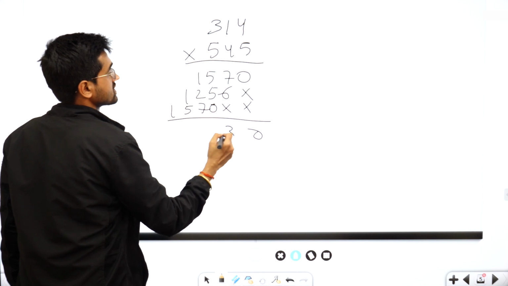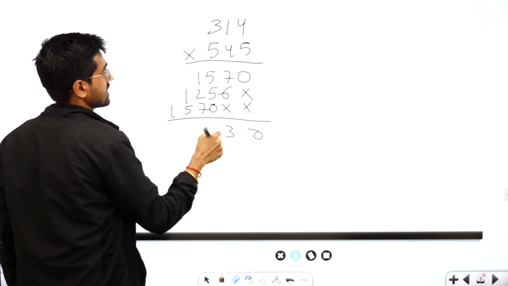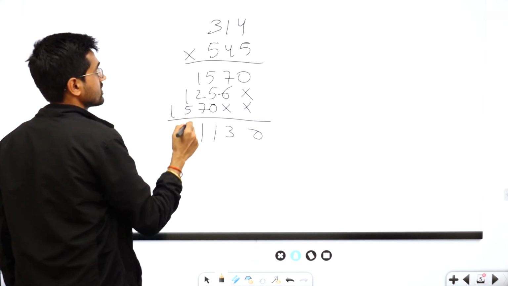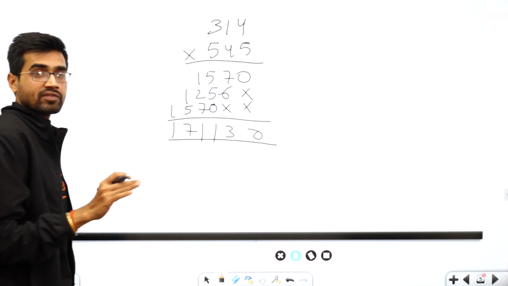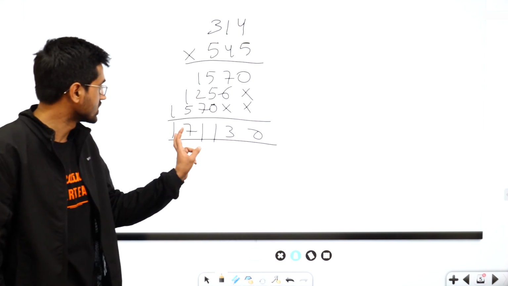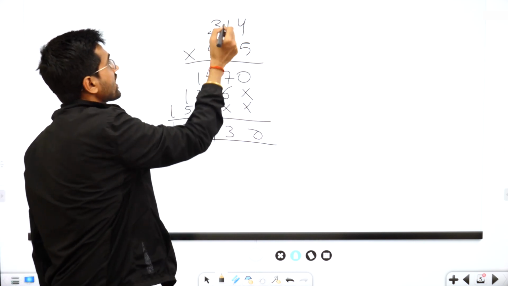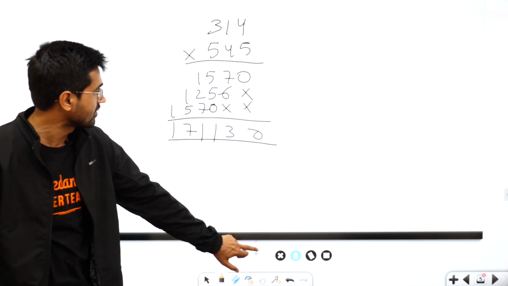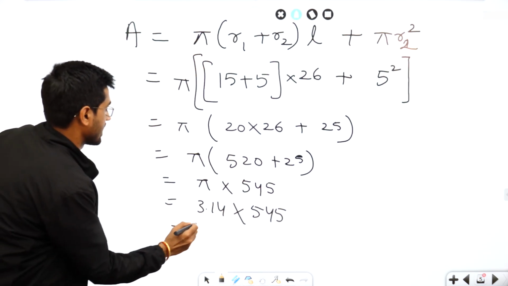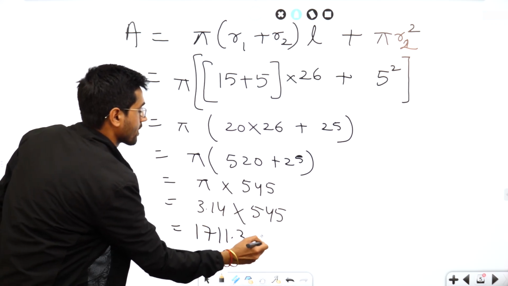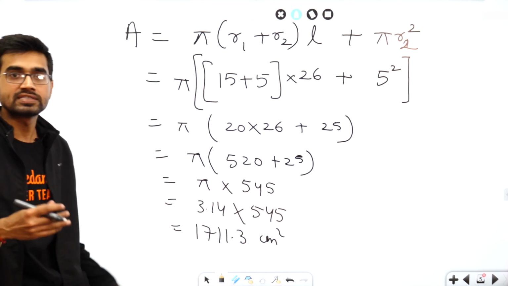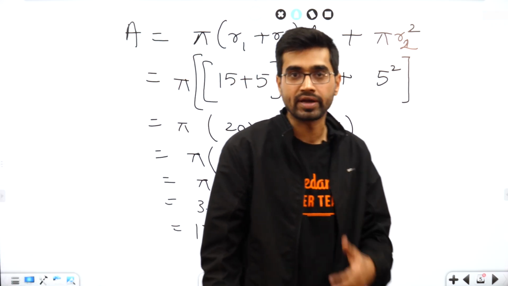So 0, 7, 6, 13, 3, 1 carry, 10 plus 1, 11, 1 carry, 1 carry. I hope I have done correct. In case I am wrong, tell me in the comment box, no issues. So 17, 11, 30 is the value and you have put a point there, so put a point there. So 1711.30. That I will take as my area. It's the metal sheet I'll require to make that bucket also.